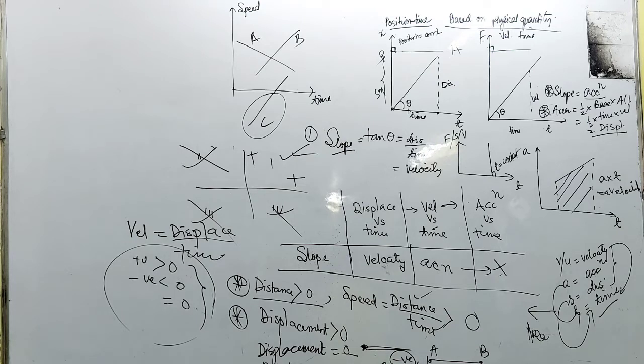Now see the basic difference between the graphs. Is it the graph about speed or is it the graph about velocity? This is to be said very carefully. Now let us do your question number 26.